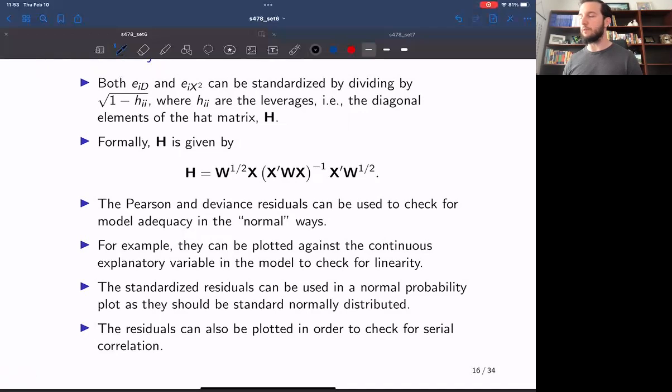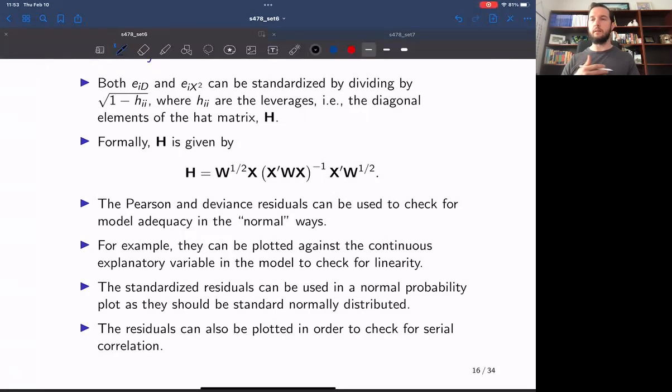Just like we had for the linear regression model, the hat matrix here is pretty much of the exact same form, except we have the weight matrix W being included in the calculation. So these leverage values are just the diagonal of the matrix, and we can use these to standardize both the deviance residual and the chi-square residual. So we can use these values to assess the fit of the model in a very similar way to how we did with linear regression.